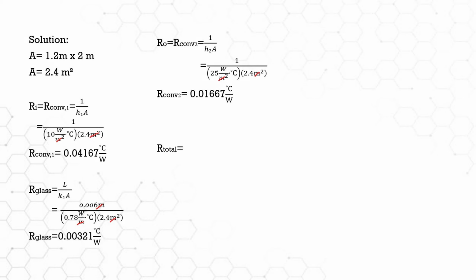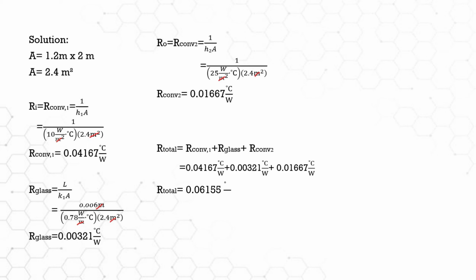The total thermal resistance is equals to the thermal resistance of inner surface added to thermal resistance of glass and the thermal resistance of outer surface. So plug in the values. We have 0.04167 degrees Celsius per watts plus 0.00321 degrees Celsius per watts plus 0.01667 degrees Celsius per watts, and the total value is 0.06155 degrees Celsius per watts.